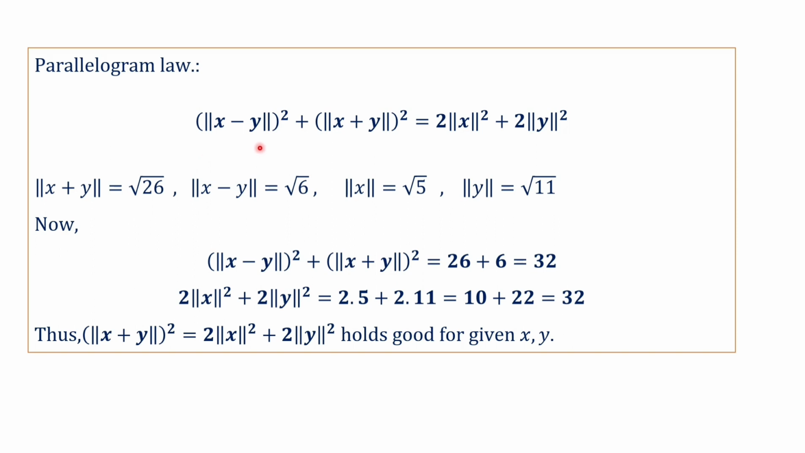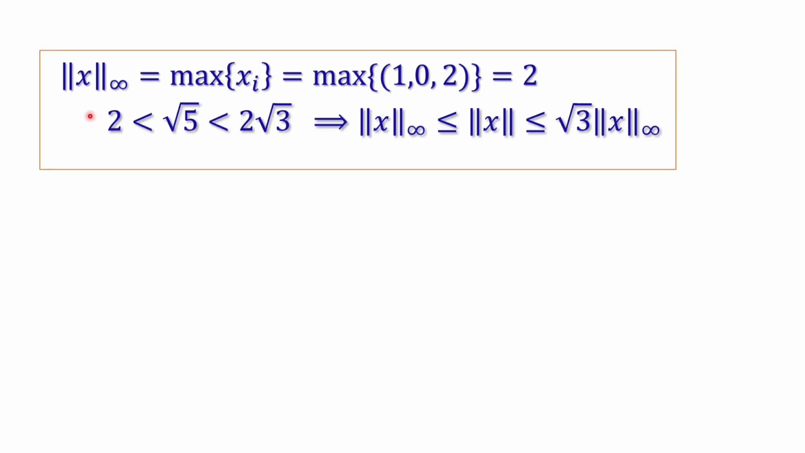Now the parallelogram law, this formula is given here, and all the norms we already calculated: x plus y is square root 26, x minus y is square root 6, norm of x is square root 5, norm of y is square root 11. If you take the left hand side, the norm of x minus y whole square plus x plus y whole square, it comes to 32. And then we take the right hand side, and it is also coming to 32. Therefore the parallelogram law holds here.